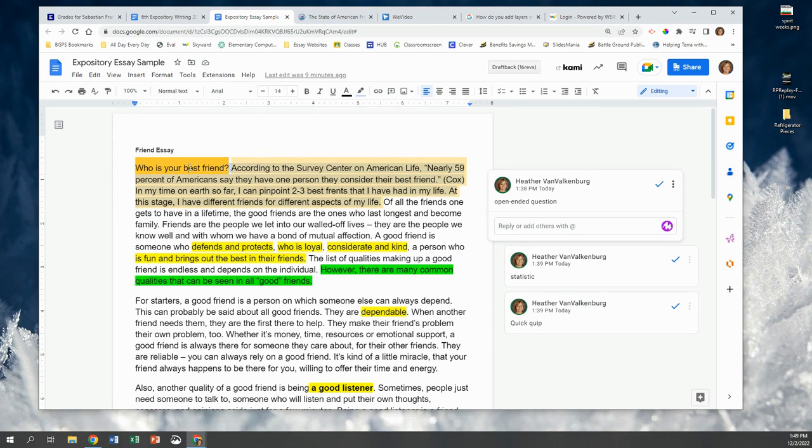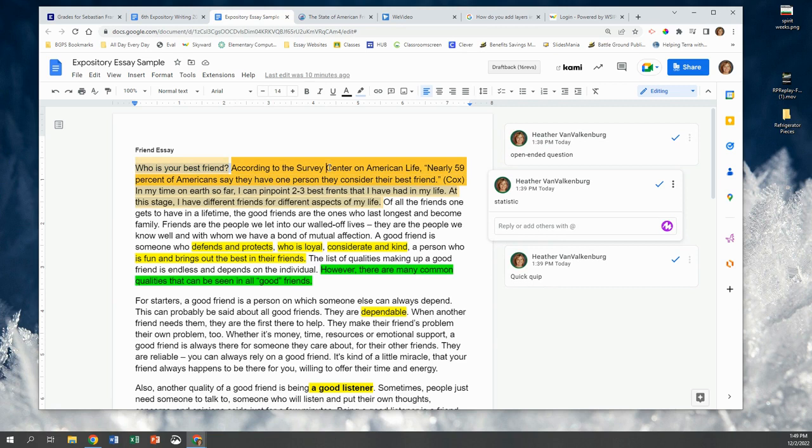An open-ended question is going to have a variety of answers. Who is your best friend? I might say my best friend is Jan. You might say my best friend is George, or Caitlin, or Riley, or Matthew, or whoever. This should elicit a different response from just about anybody that is asked that question. So open-ended means that the answer cannot be yes or no.